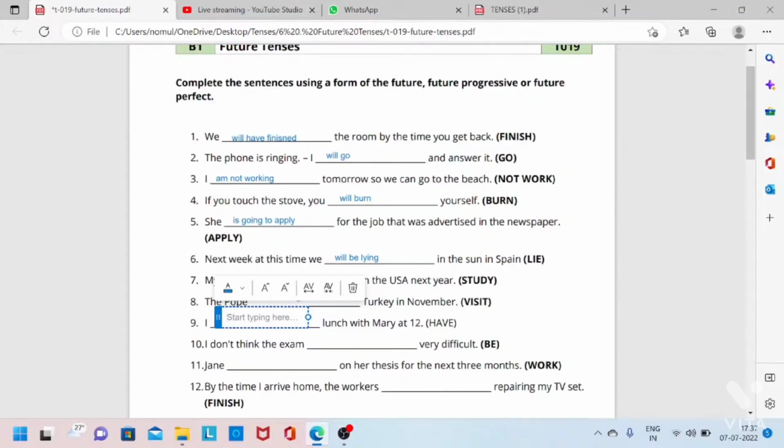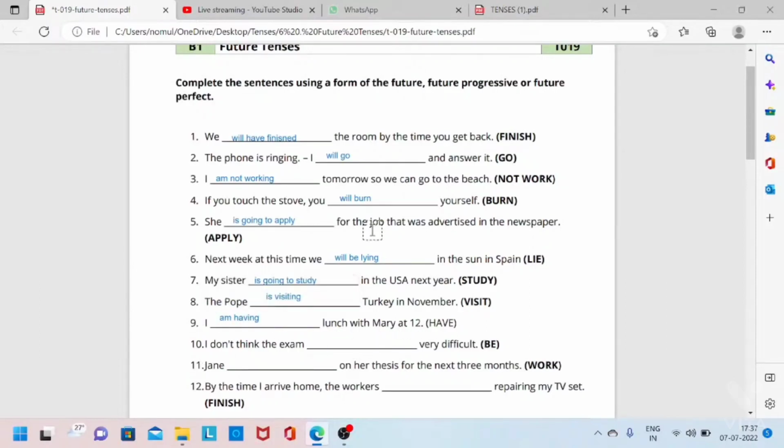Fine, let us see the 9th now. I dash lunch with Mary at 12. So using have we have to complete this. It's very easy. I know many of you are able to do it now by yourself. I am have has become having. Okay, have, having. I am having lunch with Mary at 12.